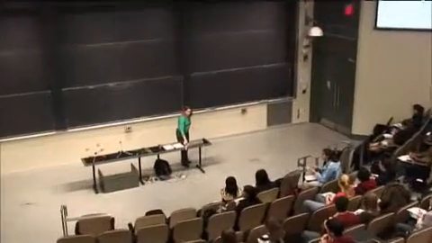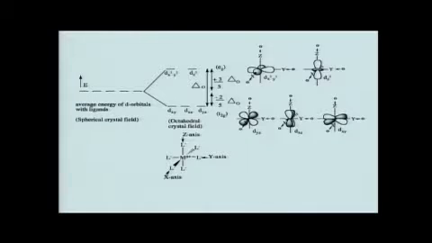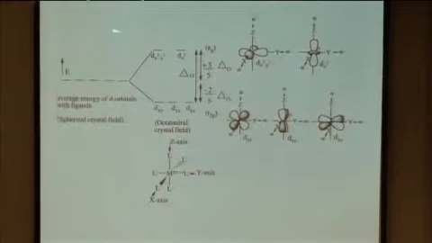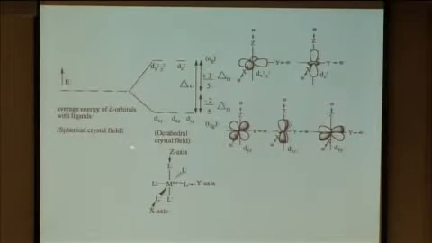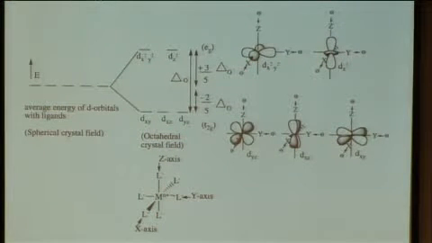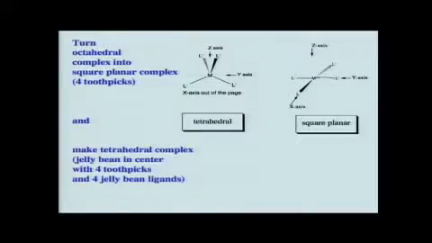And now I'll just remind you, we looked at these splitting diagrams as well. We looked at the average energy of the d orbitals. dz squared and dx squared minus y squared go up in energy, and then the other three d orbitals go down in energy. So now we want to consider what happens with different geometries.